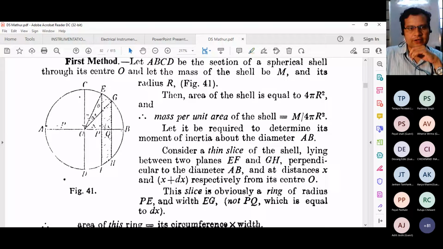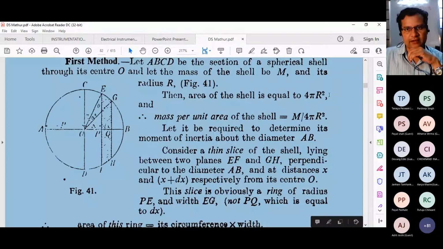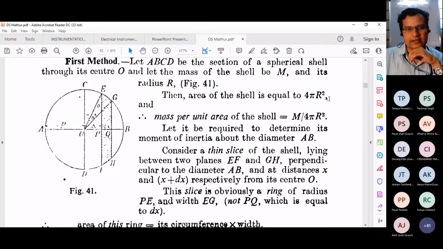Yes. So I'm talking about this particular spherical section, ABCD, where AB and CD are two diameters of that spherical shell passing through the center. The area of the shell is spherical in nature, so you can calculate it as 4 pi R squared, where capital R is the radius of the shell. Then the mass per unit area of the shell is M divided by 4 pi R squared. So you got it.